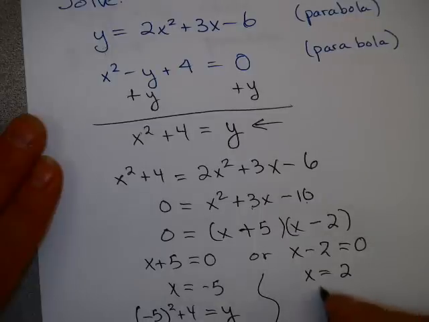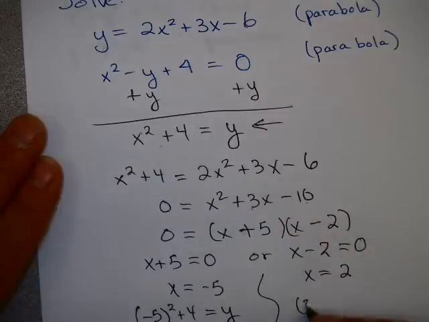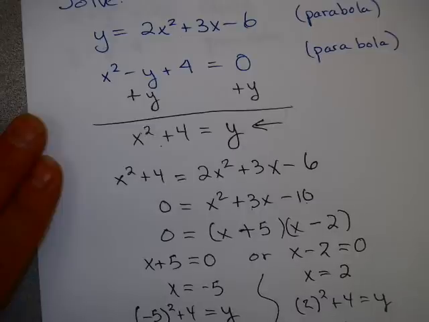And this one, x equals 2, I'm going to replace in this equation again to help me find y. That's 2 squared plus 4 equals y, or 4 plus 4 equals y, or y equals 8. So my solution is 2, 8.